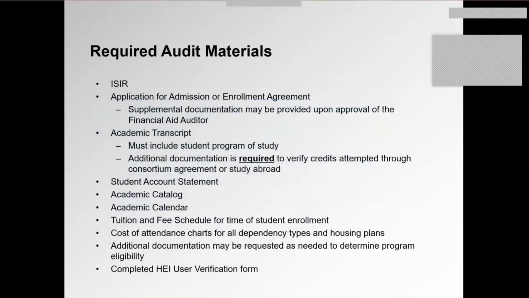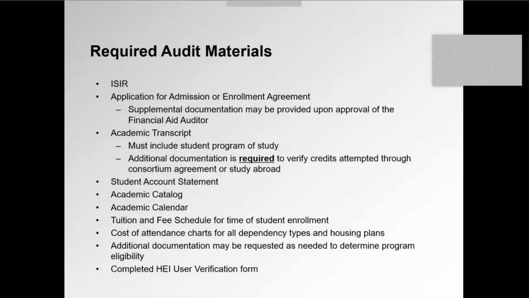Some of the required audit materials include the Institutional Student Aid Report, or the ISAR, and the application for admissions or enrollment agreement. We do take supplemental documentation because we know a lot of institutions process this information online now, so there may be something system generated that we'll request instead. We also require an academic transcript that includes the student's program of study. If it does not include the program of study, I may need something additional like a degree audit or something from the registrar's office indicating what program the student's in, as well as additional documentation for student consortium agreements or study abroad programs. Student account statements.